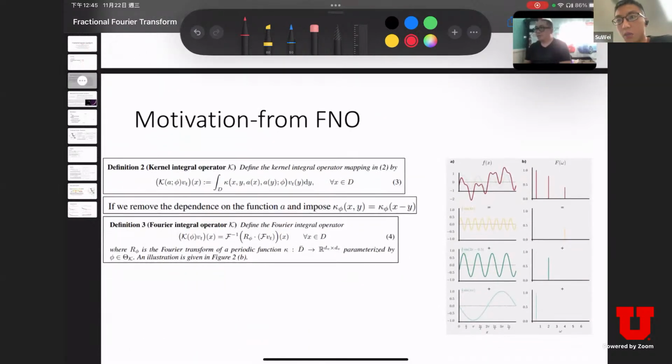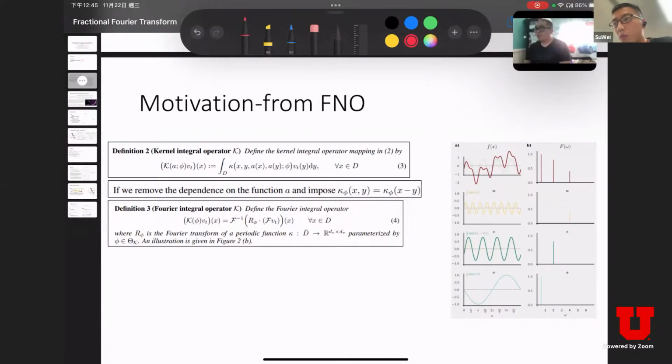So first, talk about the regular one. In the Fourier neural operator, they just imposed the operator into the convolution form, which means they put the kernel functions into this form so that they can use the convolution to compute the integral. By this way, they can use the Fourier transform to filter out the noise they don't want.